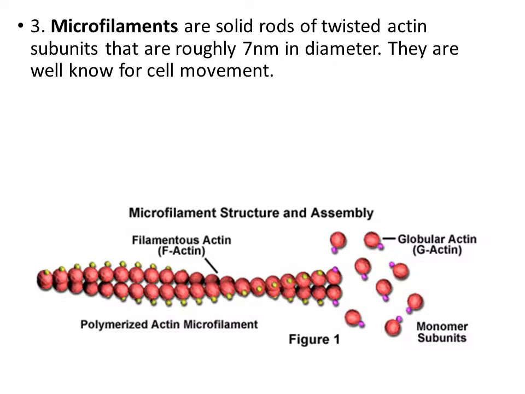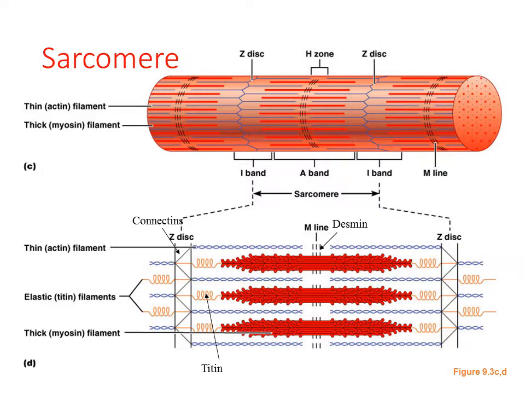The third cytoskeletal protein we will talk about is the microfilaments. The microfilaments are solid rods of twisted actin subunits that are roughly 7 nanometers in diameter. They are well known for cell motility. Tissue motility or organismal motility is achieved by the sarcomere.